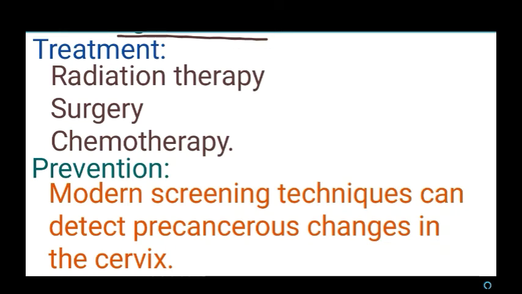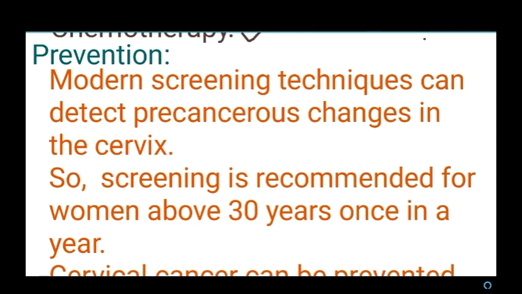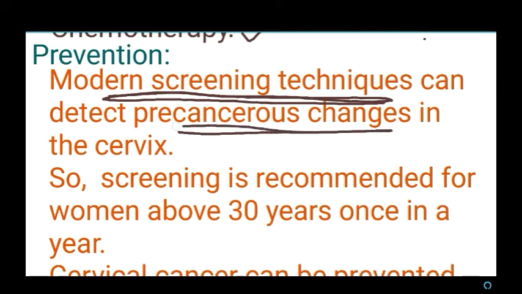Next, how to treat this? It can be treated by radiation therapy, surgery and chemotherapy. What are the ways to prevent cervical cancer? Cervical cancer can be prevented by modern screening techniques. These techniques can easily detect the precancerous changes in the cervix, so they will easily tell us what changes are made in the cervix before the cancerous growth. Thus we can prevent cervical cancer.